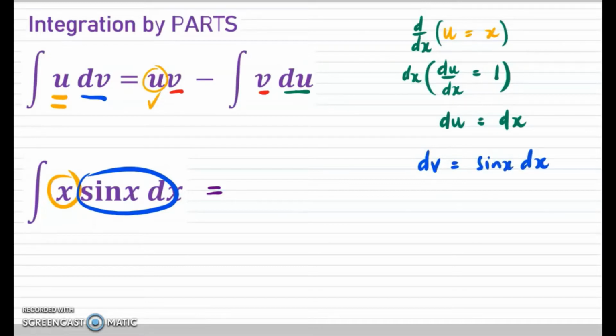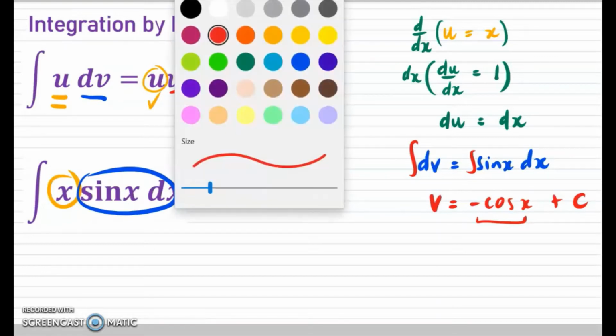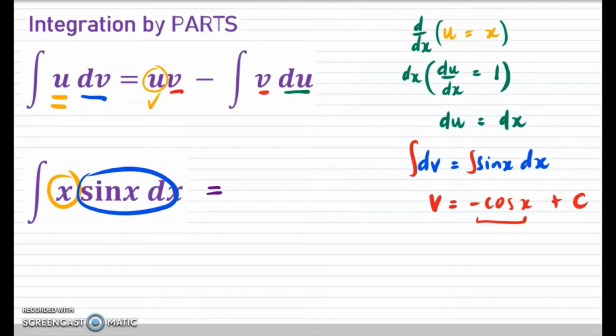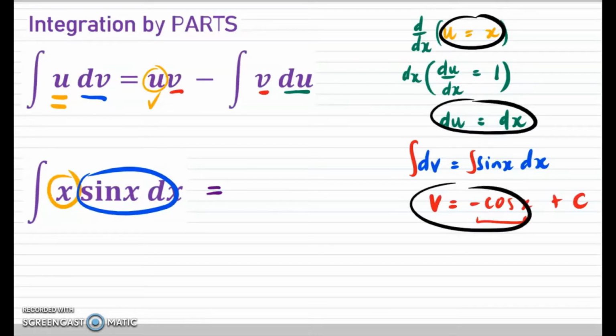Since we have identified sine x dx as our dv, we just need to find the integration of both sides. Therefore, v is equal to, since according to the rule the integral sine x dx is negative cosine x plus c, then the v that we will use is this part, just the negative cosine x. Now we have complete details for use for our formula. We have u, we have v, and we also have du.